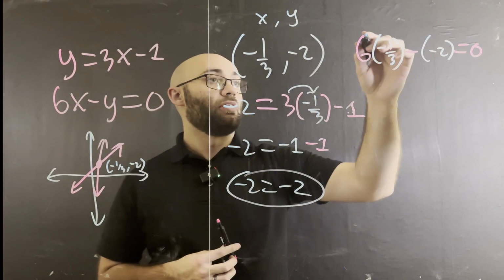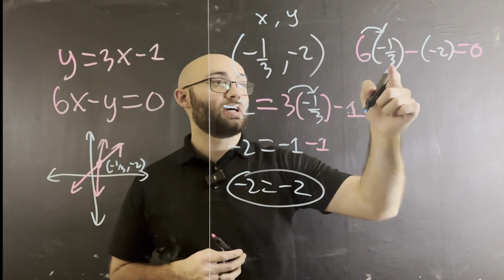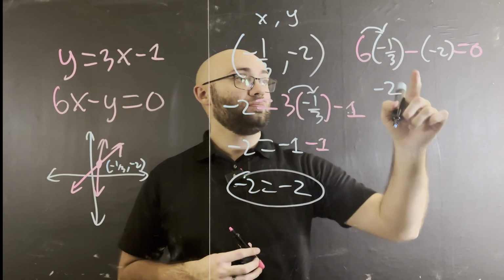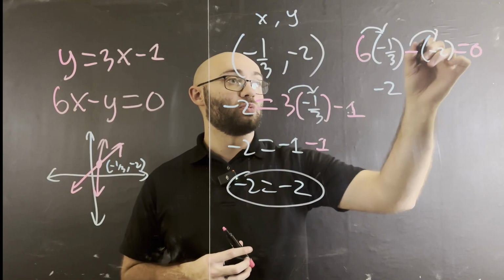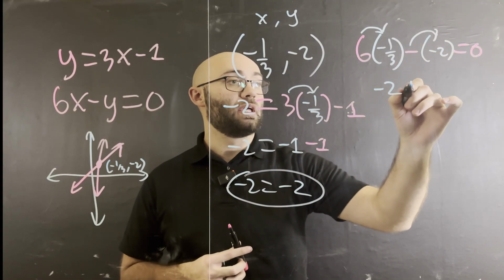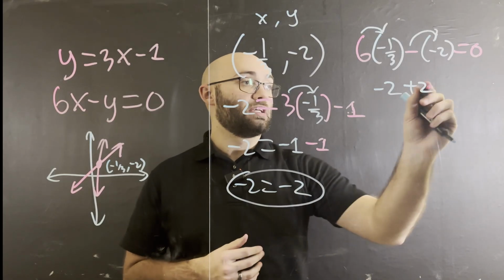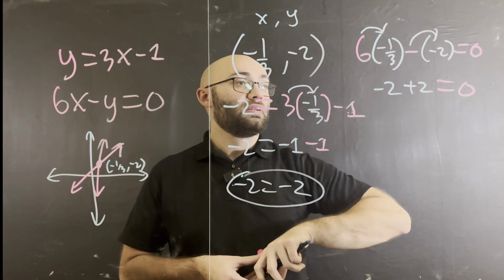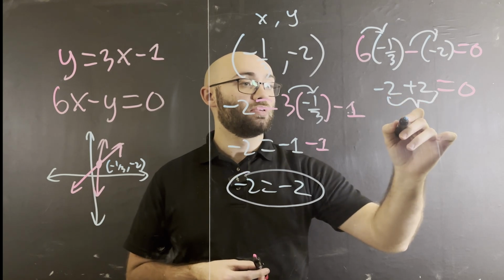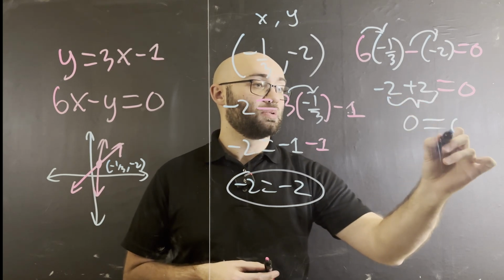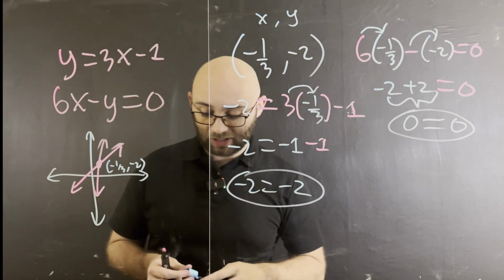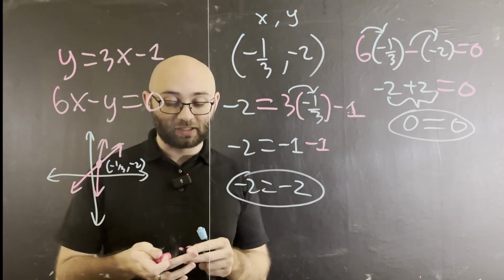Okay, let's go ahead and solve this. We distribute the 6 in. 6 times -1/3 is -2. We can distribute this negative in as well. Negative times a -2 makes it a +2, and that's equal to 0. -2 plus 2, that does in fact equal 0. So 0 is equal to 0. We get that as our answer there, which is true, right? 0 is in fact equal to 0.